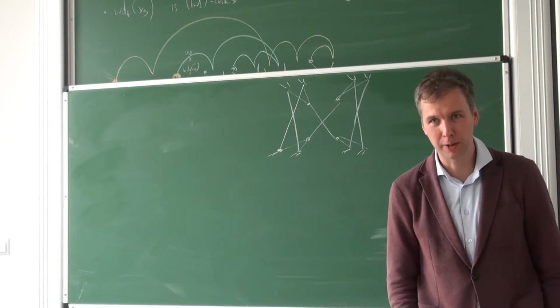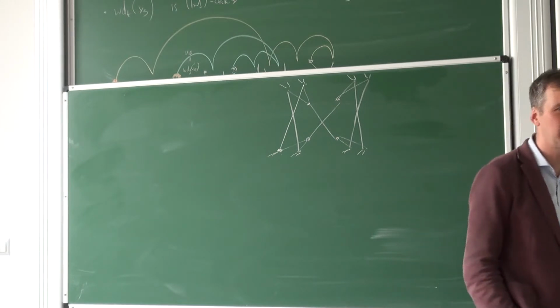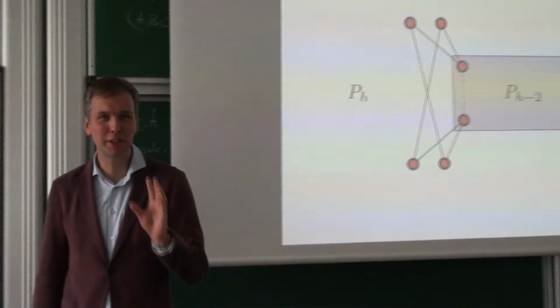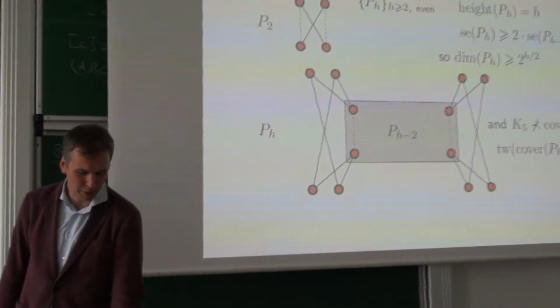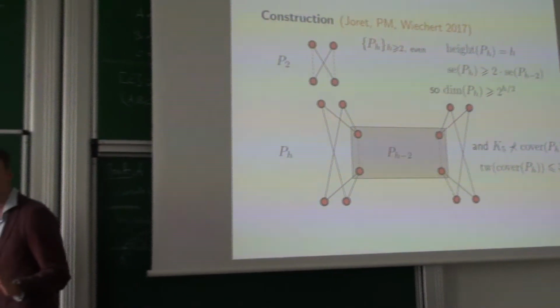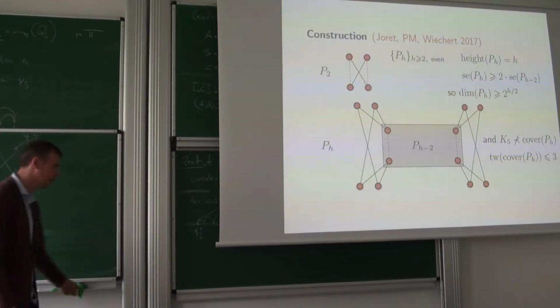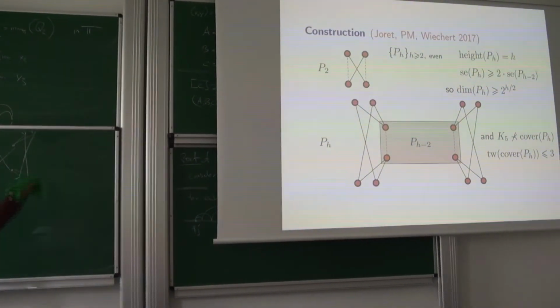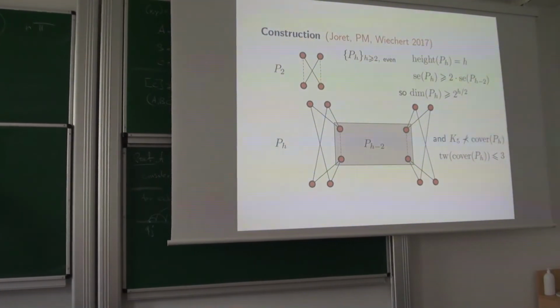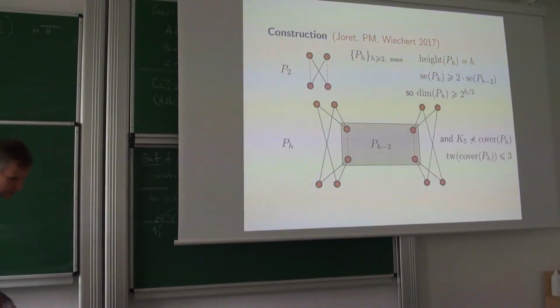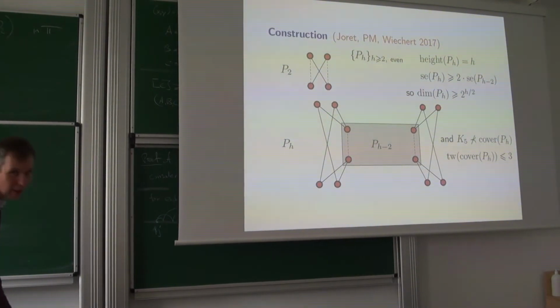Exponential dimension and height. Why is it relevant? Well, it's pretty close to being planar. We don't have K5 here as a minor in the cover graph. Even the tree width is 3. Maybe I can even argue that on a good day.